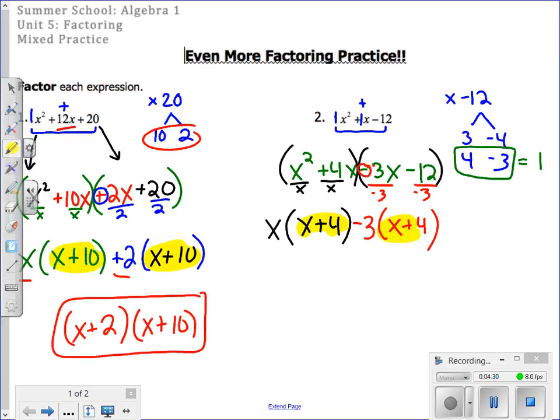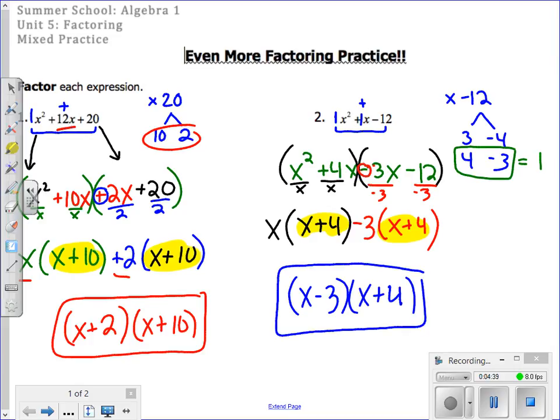Once again, x plus 4 is the same. So I can write my final answer as x minus 3 times x plus 4. Remember, you can check your work by distributing. All right, number 3 and 4.